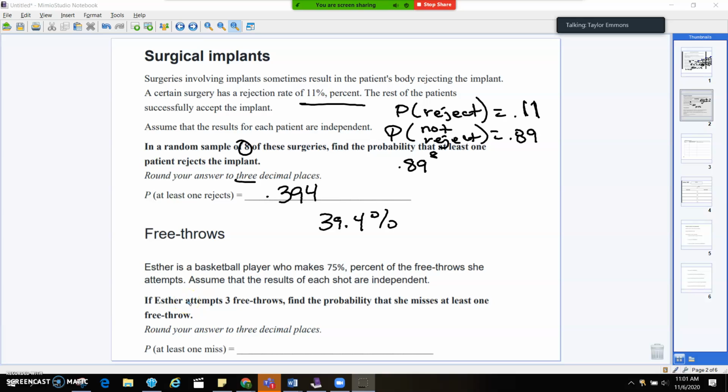Esther is a basketball player who makes 75% of her free throws that she attempts. Assume that the results of each shot are independent. If Esther attempts 3 free throws, trying to say 3 free throws 10 times fast is hard, find the probability that she misses at least 1 free throw. Round your answer to 3 decimal places. So first, we've got the probability of her making a shot, right? Which is 0.75.